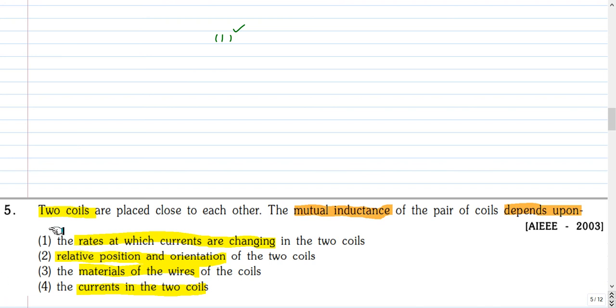Question number 5. Two coils are placed close to each other. The mutual inductance of the pair of coils depends upon option 1, the rate at which currents are changing in the two coils. Option 2, relative position and orientation of two coils. Option 3, materials of the wires of the coils. Option 4, current in two coils. You can pause and attempt this question.